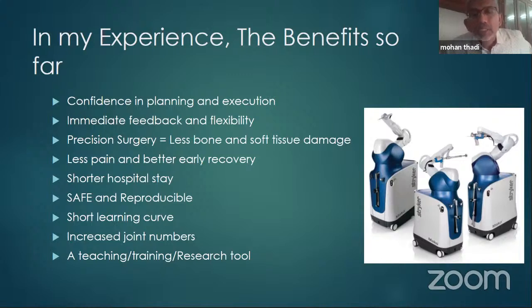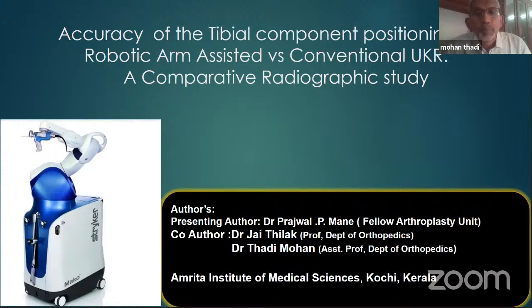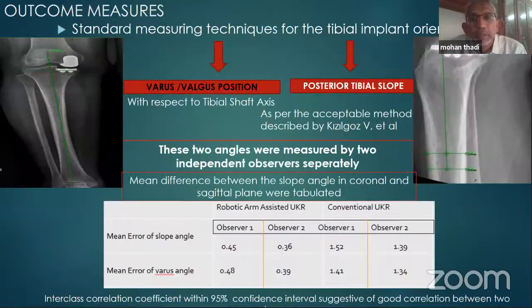Studies have shown it can be as few as 10 cases before you get to understand and do it quite well. Our numbers are increasing, and it's a useful training and teaching as well as a research tool, because we have a lot of postgraduates and they learn various aspects of this robotic assisted arthroplasty. This is one such paper which we have done. We have sent it for publication. It is basically comparing tibial and femoral component positioning with Oxford, some of the Oxford that we have done in the past. We have compared it with the robotics, and we have found that with the robotics, it's much more accurate and precise.